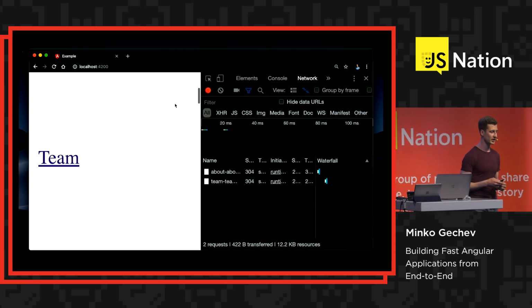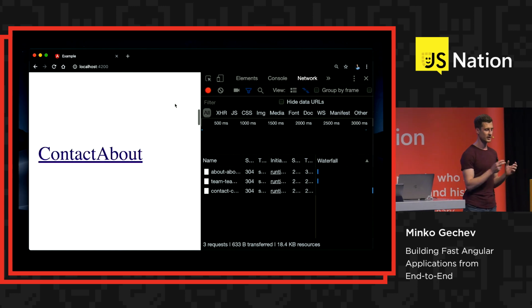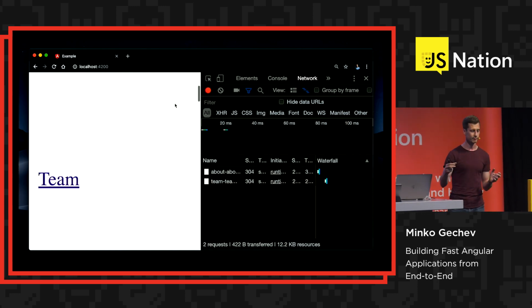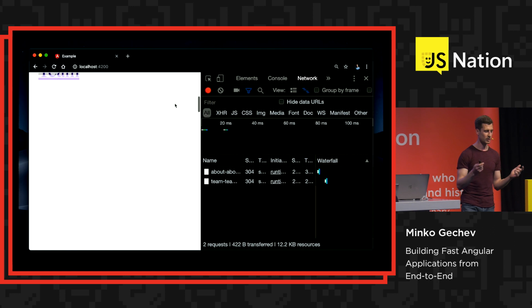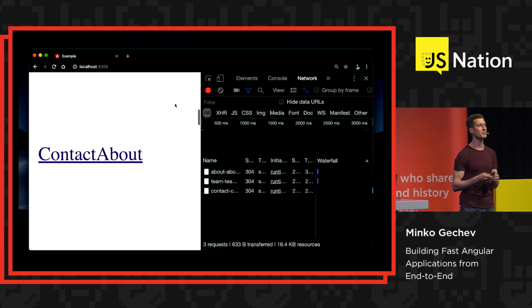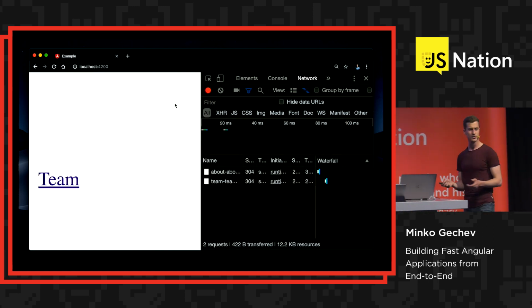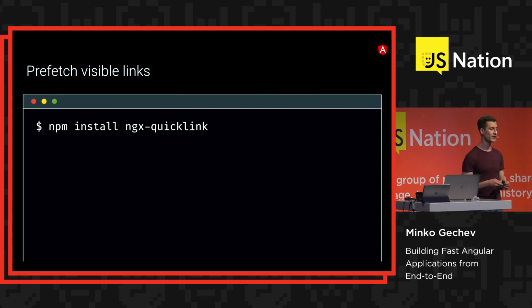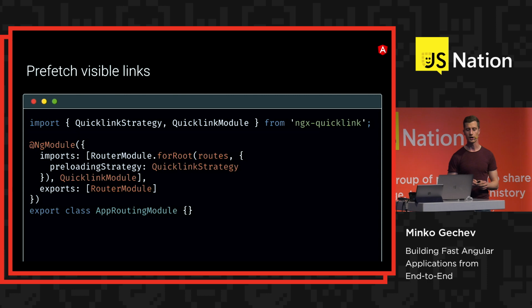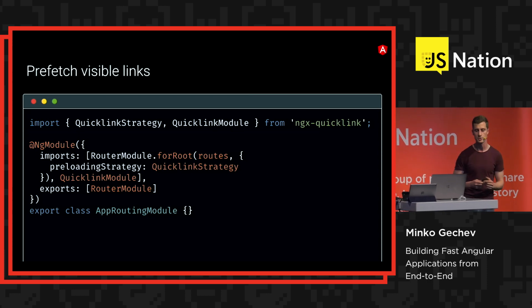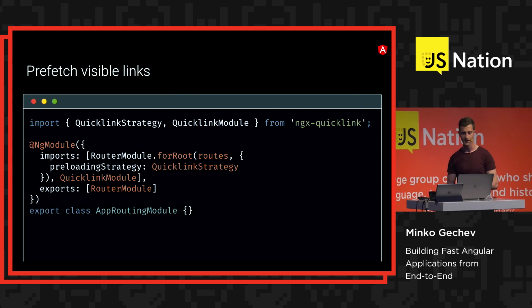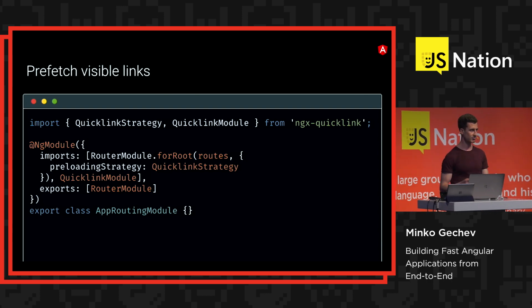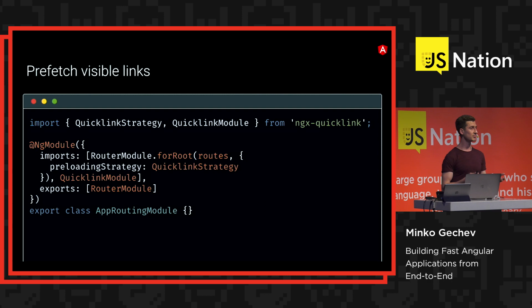In this case, the team link becomes visible, so we prefetch the team link, and we keep going until we prefetch the contacts and about. This is the so-called quick link prefetching strategy, and we can take advantage of it just by installing ngx-quicklink, and from there, setting the quicklink strategy as the preloading strategy of the Angular router. So this technique is great. In some cases, it's not going to be the most powerful one.